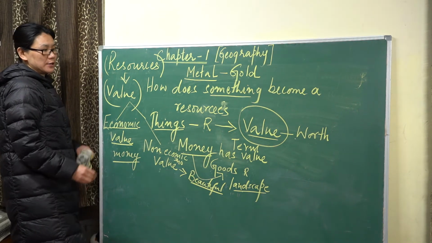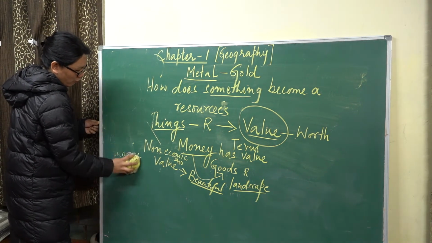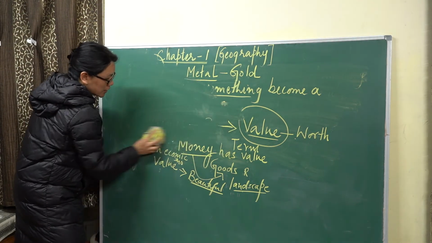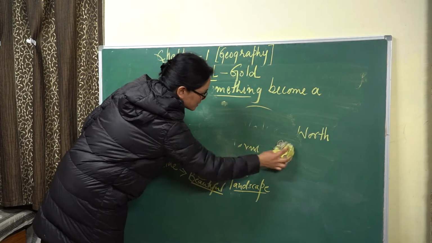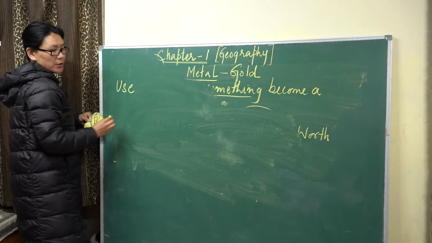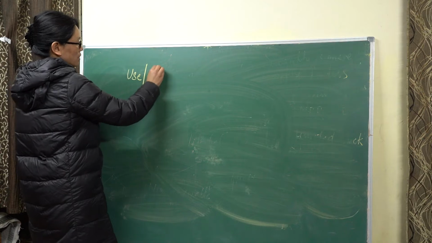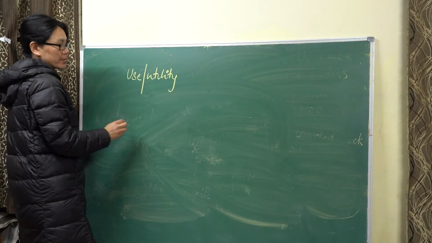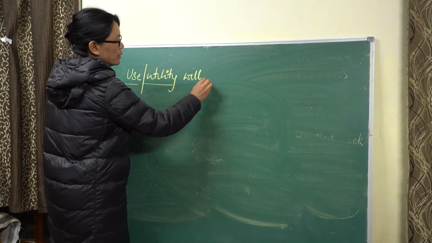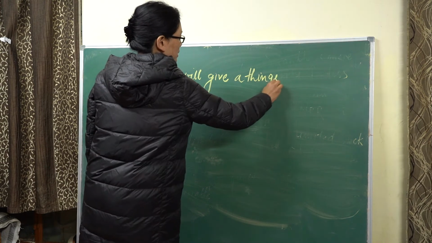And one thing here we have to see is, we have to look for the use. We have to look here for the use of the things. See here, what is this? Use, or we can say utility, right? So use or utility will give a thing value.